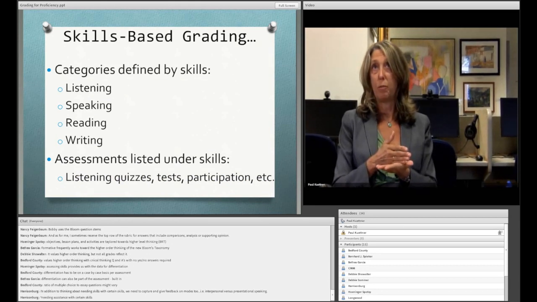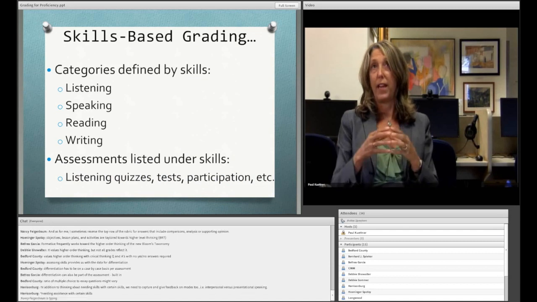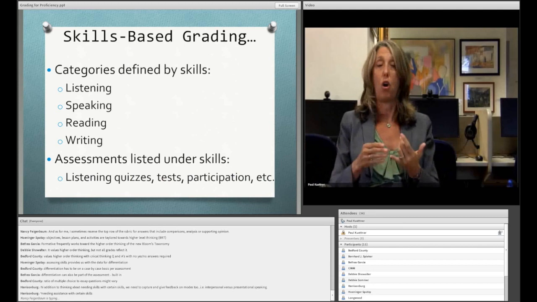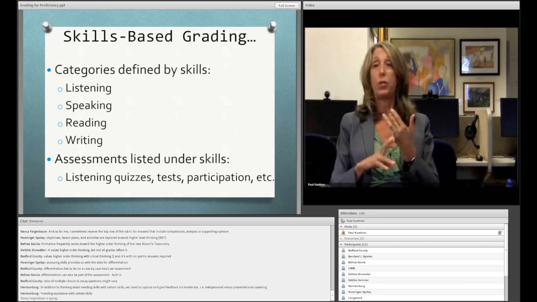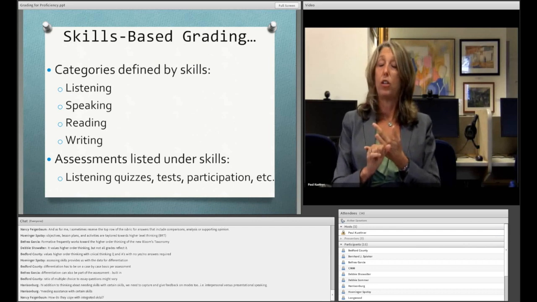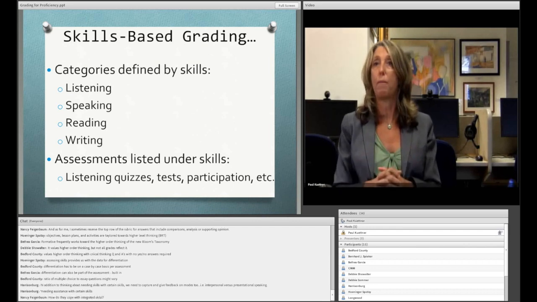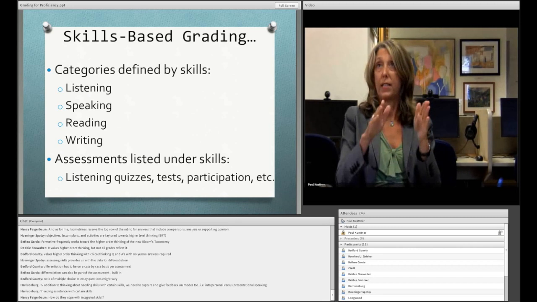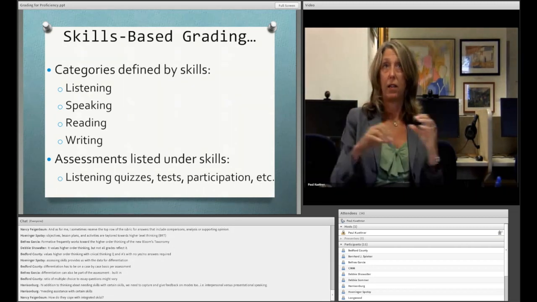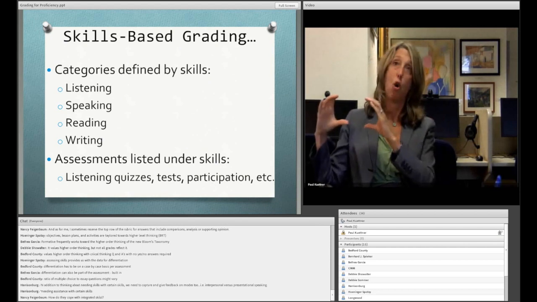Generally, a skills-based grading system would be 25, 25, 25, 25, unless one wanted to also include things like class participation, or might want to include culture, other things that are important in our standards. You could do a grade book where it says quizzes, and then in parentheses, listening, or test, parentheses, listening portion of test.